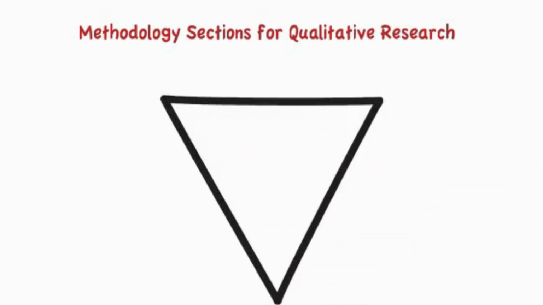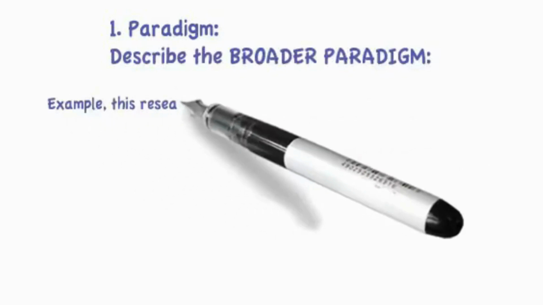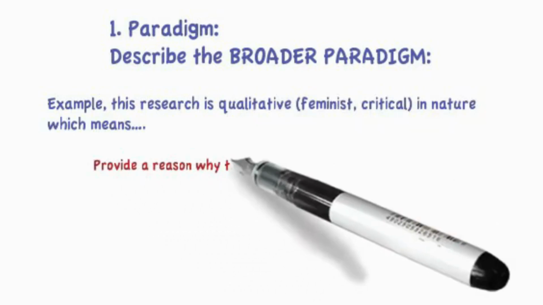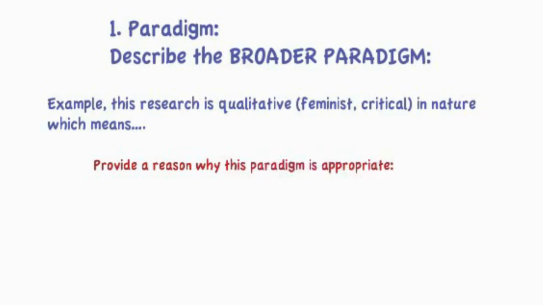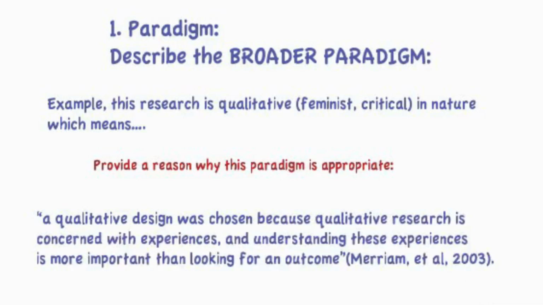Methodology sections for qualitative research generally follow an inverted paradigm format or structure, where we go from the general to the specific, the broader paradigm down to the specific details of this research project. So if we begin with the broader paradigm, you would describe this. And what I mean by a broader paradigm is, for example, this is situated within a critical perspective or a feminist perspective or autoethnography. And you would explain why that paradigm is appropriate to this research. So qualitative design was chosen because this research is concerned with experiences.